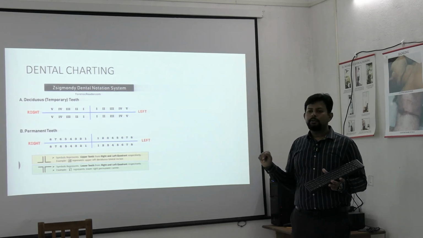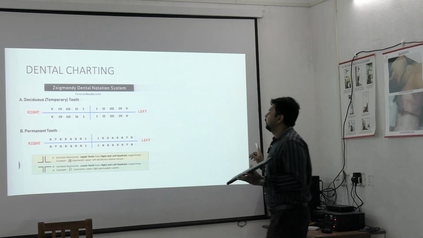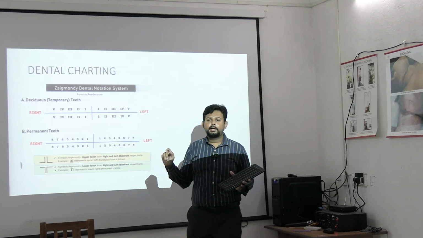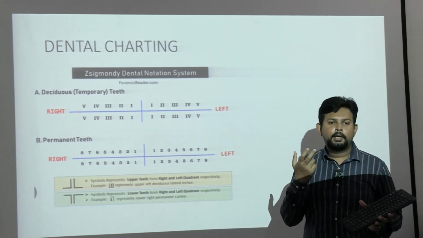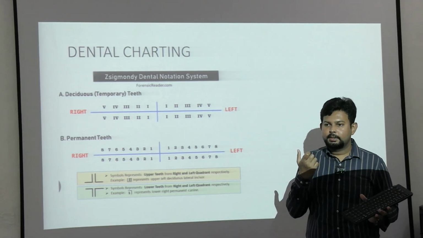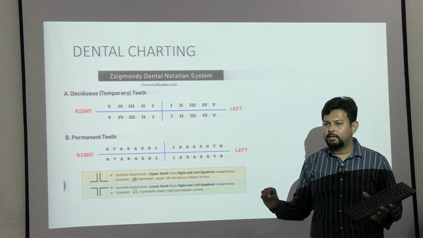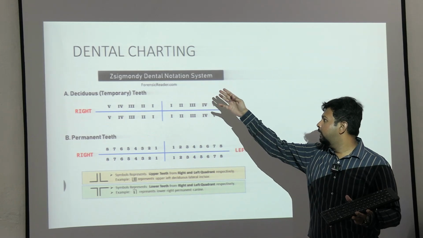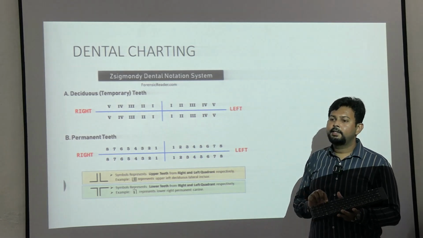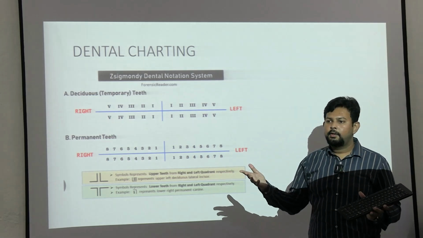Again, coming to charting, you should know a few chart names. We count the teeth. There is an order for counting the teeth, or knowing which teeth you are talking about. A dentist has to write in the prescription which tooth is affected. So they can use the Zsigmondy dental notation, then there is FDI, and there is Palmer notation. All dentists around the world follow different systems.